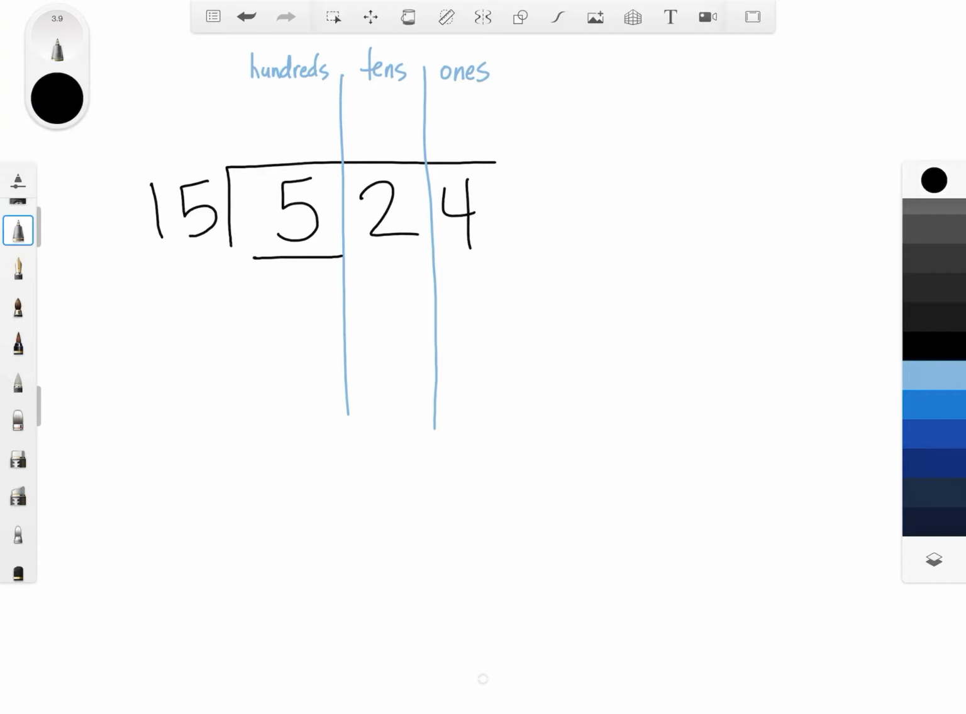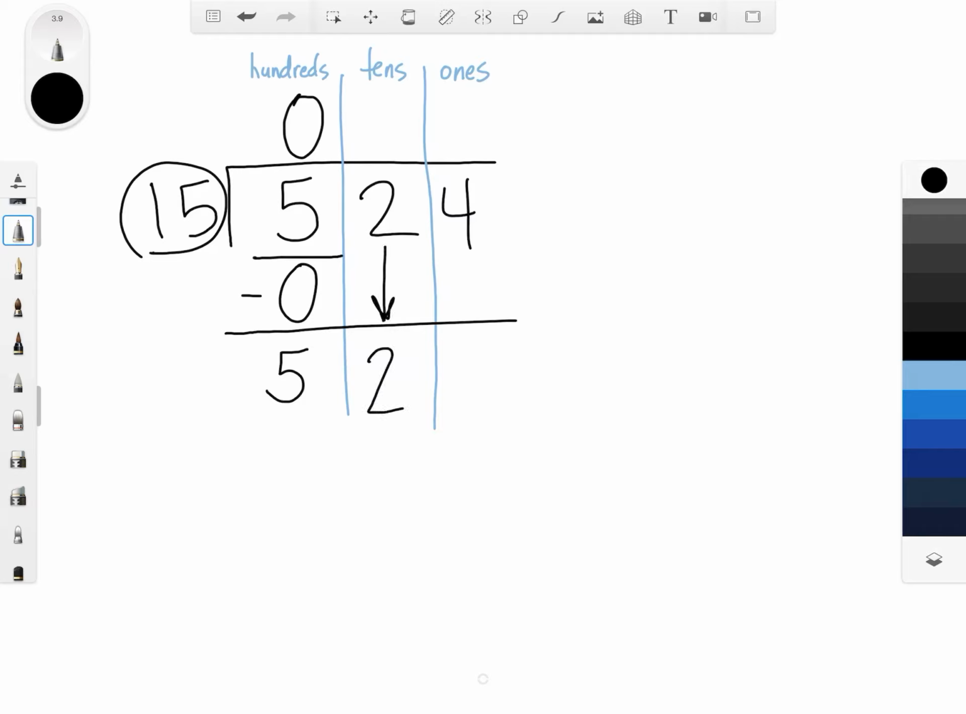So if we had 5 pieces of candy and we were sharing it equally with 15 people, we could not give everybody a piece of candy. So we could not give everybody any. We did not use up any of our candy yet. We'll subtract that. We'll bring down our tens. Now we have 52 pieces of candy to share equally with 15 people, and that we can do.